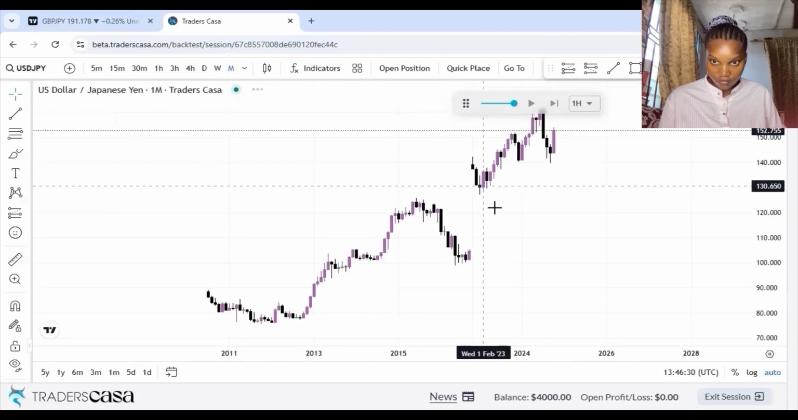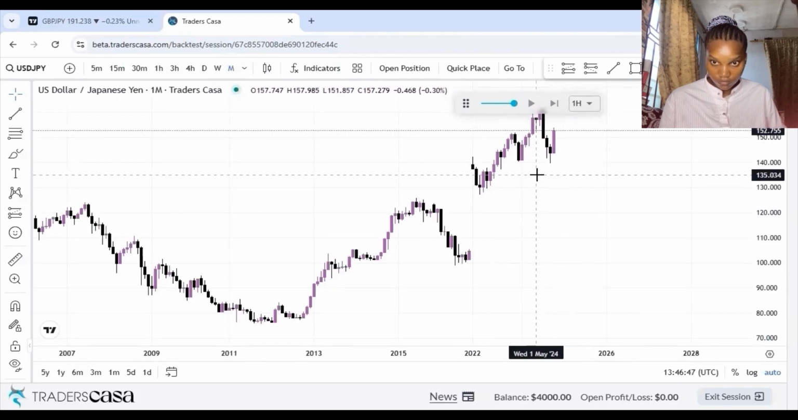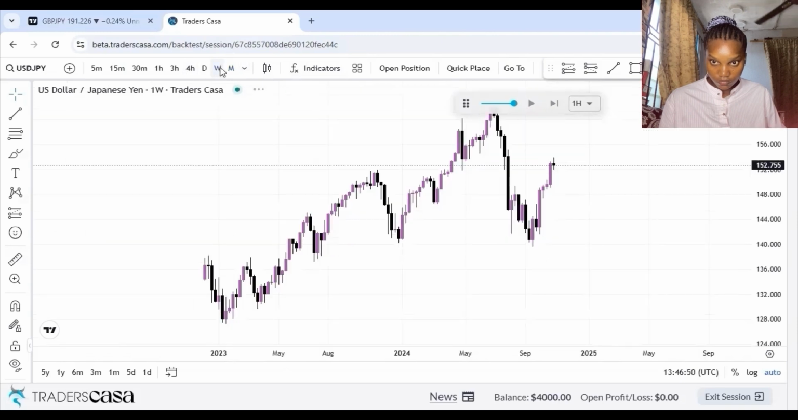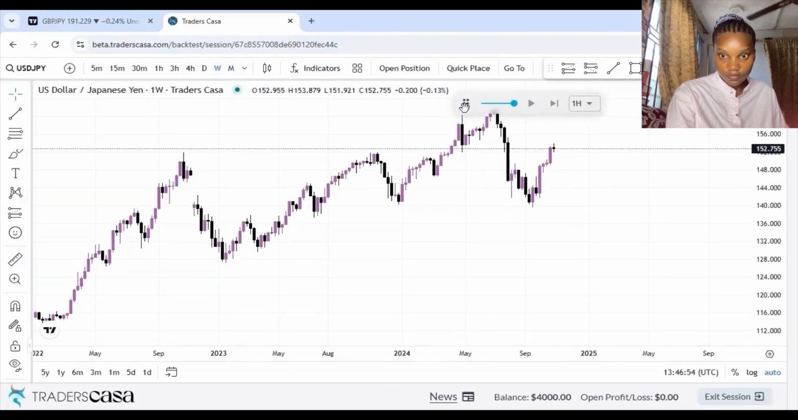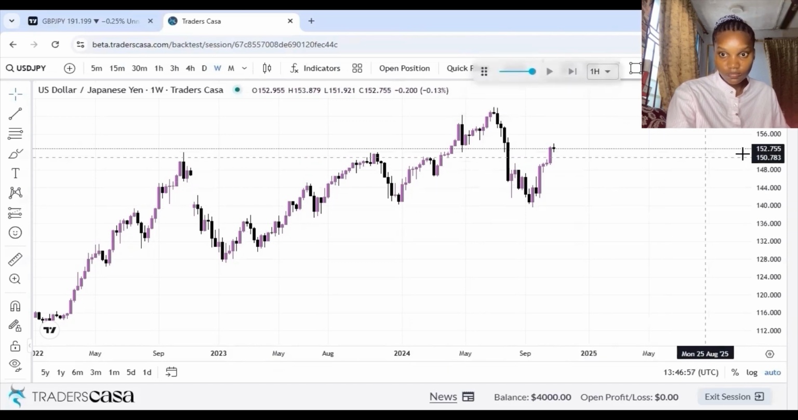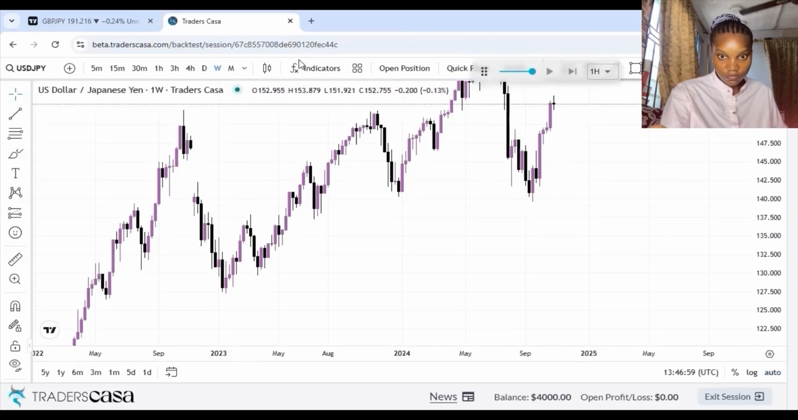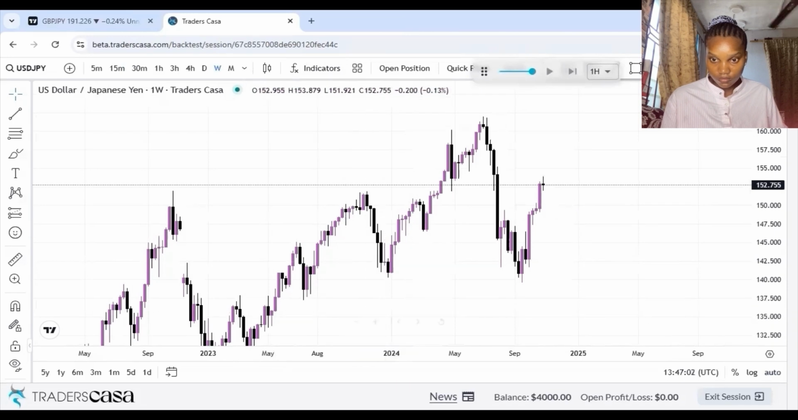Like I said, we're backtesting from November 1st, 2025. As you can see, the market is in an uptrend, right? So what I simply do, anytime I go to a different time frame, is use my trend line to mark out. What's my trend line again? Okay, this is my trend line.